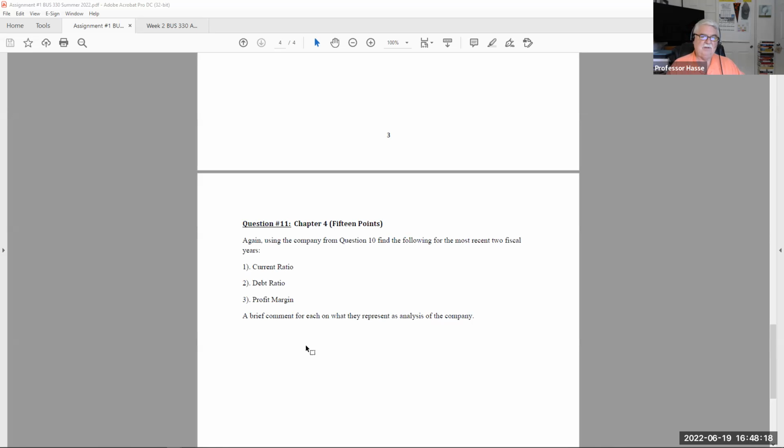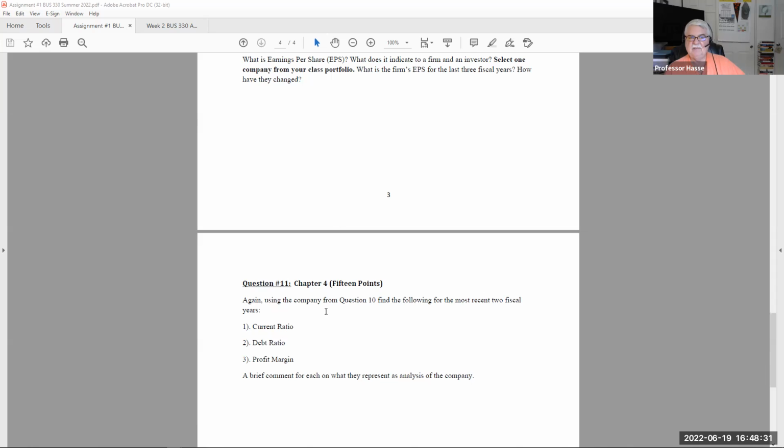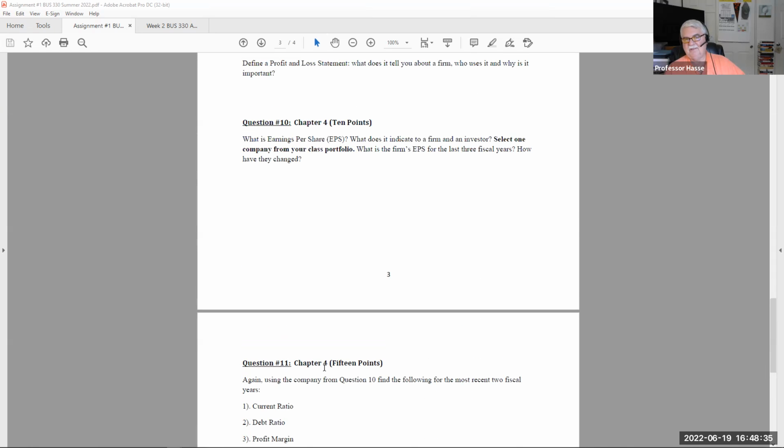But the key part of the assignment number 1, leading into other assignments in our class, is your ability to look up information on the internet. In this case, you got to go and find the earnings per share, the current ratio, the debt ratio, and the profit margin for a specific company that you select. Don't forget to name that company in your answer. Just don't give me the numbers and then I don't know what company it's for. Give me the name of the company.